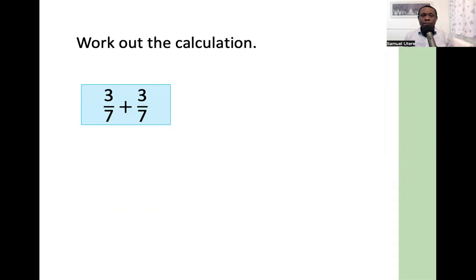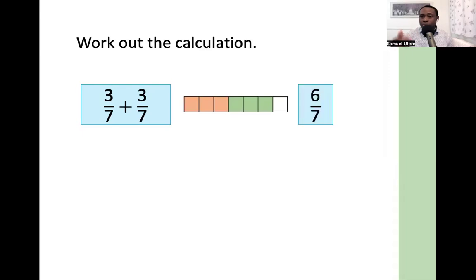Here is this one. If you're asked to work out this calculation, you can see that the denominators are equivalent. So we can simply just add the numerators. I'll just use the bar to represent it, but I wouldn't really pay much attention to that. The bar is there for you to visualize what is going on. So that is 6/7.